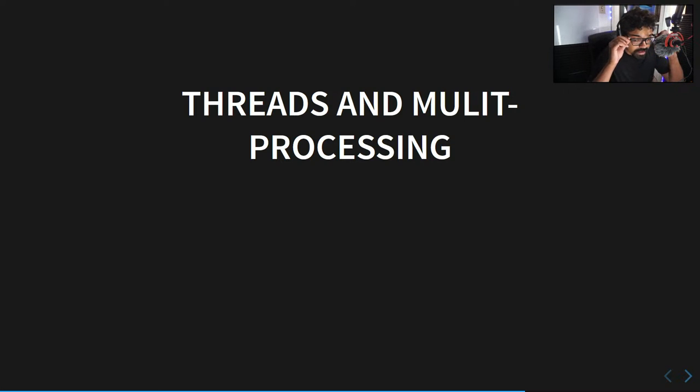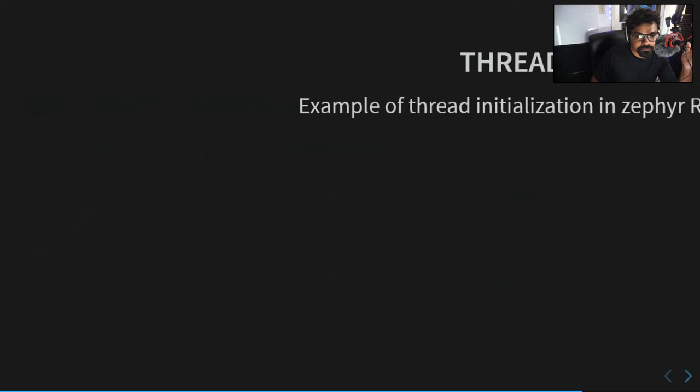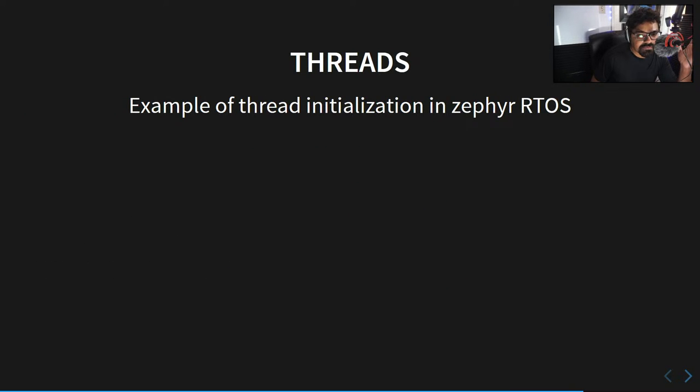Now, if you're using an RTOS, there has to be some benefits other than just organizing code. There's got to be some benefits in terms of making it multiprocessing, and that's why you have an RTOS, because you want to do multiple things at the same time. The Zephyr RTOS uses threads to run multiple tasks simultaneously. Threads are lightweight processes that share the same memory space and can be scheduled to run on the same CPU core. So let's give an example of what a thread is.